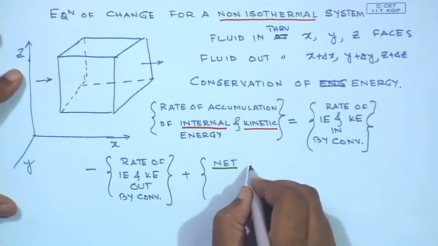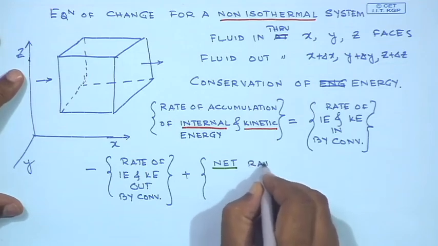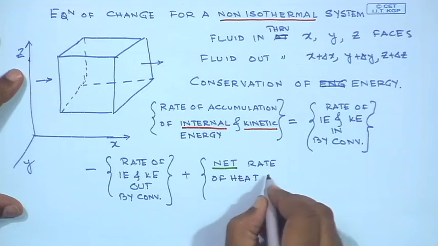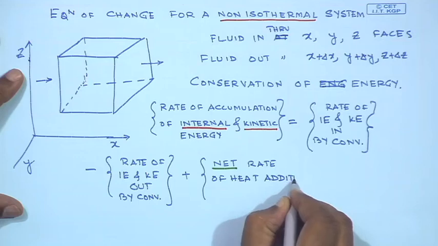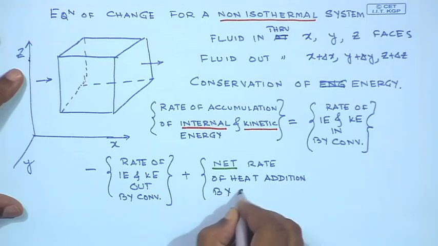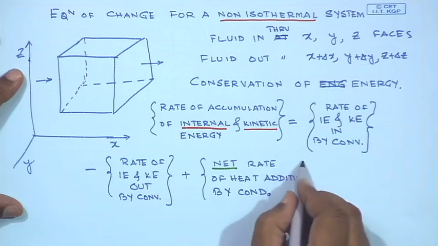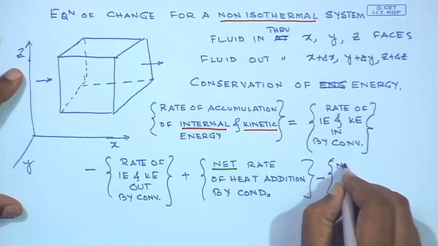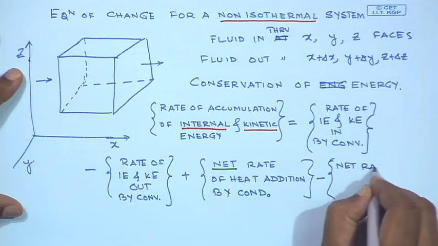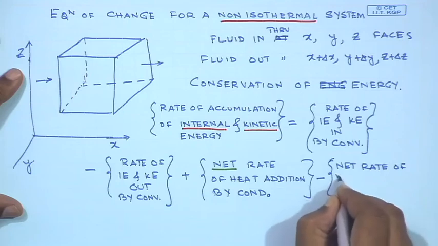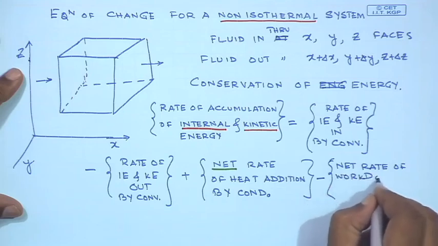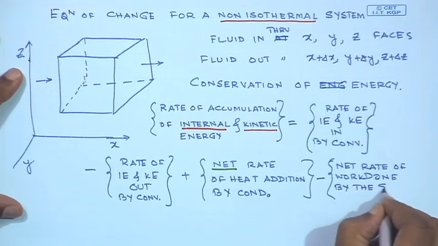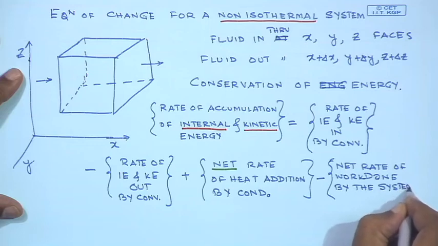So, the net rate of heat addition by conduction. However, there is an extra term which we are putting in here, which is the net rate of work done by the system on the surrounding.